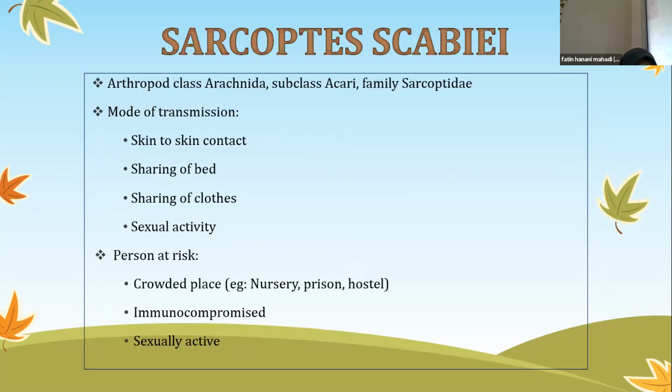And this makes scabies spread easily under crowded conditions where close body and skin contact is common, for example, in nurseries, prisons, and also hostels. Not only that, those who are immunocompromised, the elderly, and debilitated persons actually have a greater risk of developing the severe form of scabies, known as Norwegian scabies or crusted scabies, which we will discuss later. And the sexually active person also has a risk of getting Sarcoptes scabiei.